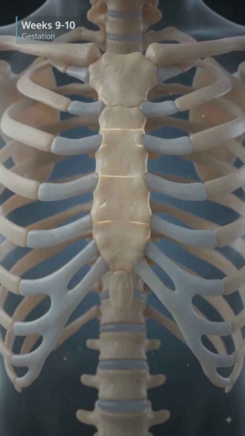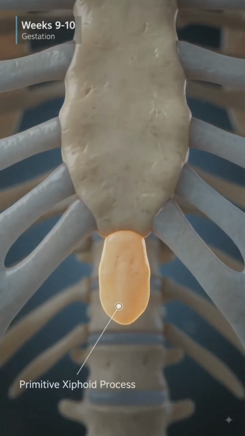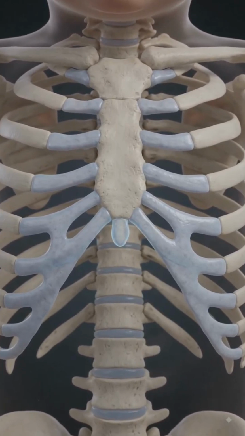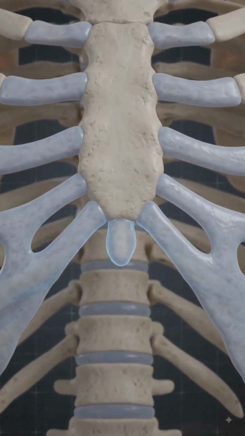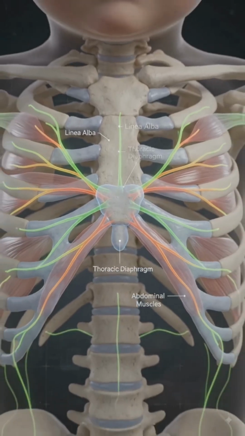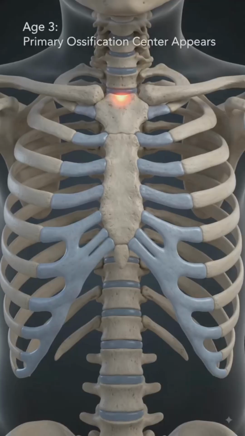By week 10, the collagenous model is complete. The lowest segment forms the primitive xiphoid process. At birth, the xiphoid process is an entirely soft, flexible structure made of hyaline cartilage. It functions as a critical connection point for important muscles.